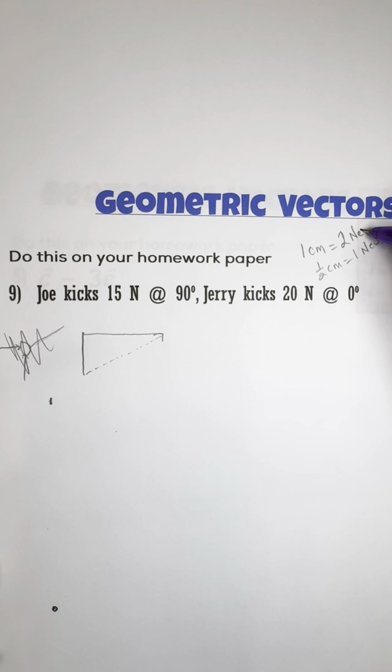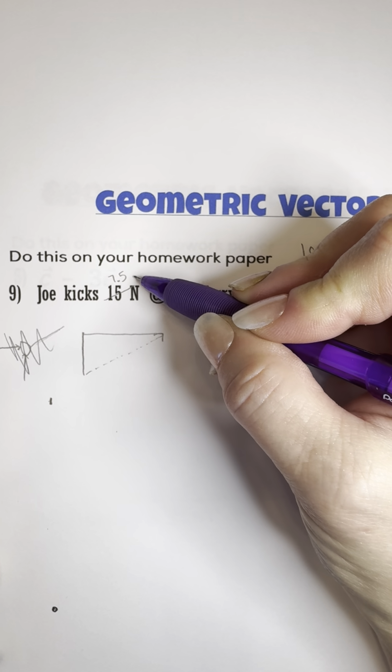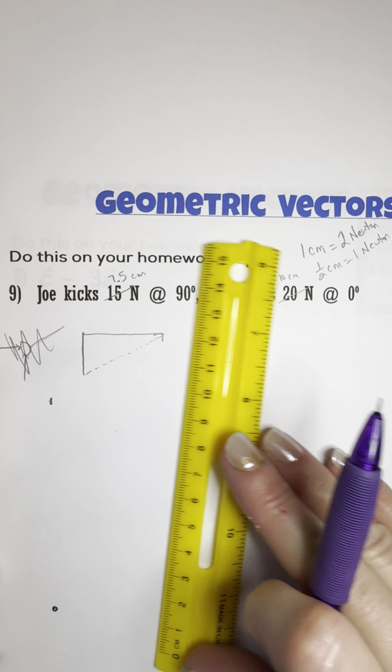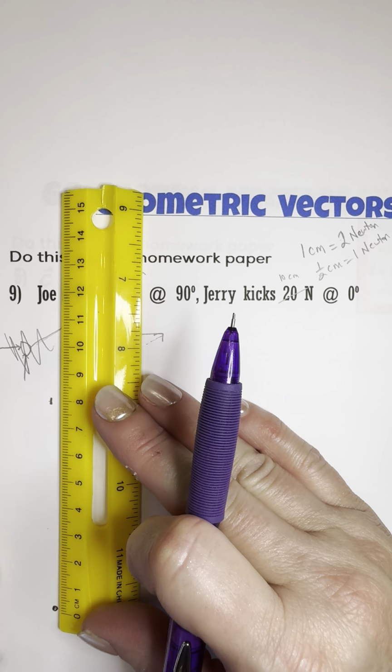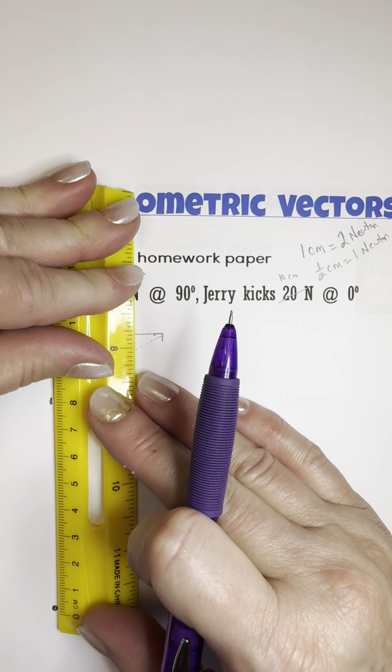But regardless, if I have 15 newtons of force, that's going to end up being 7.5 centimeters. So for this 15 newtons, I'm really going to use 7.5 centimeters when I draw this out. 20 newtons is going to end up being 10 centimeters when I draw that out. So then I'm going to grab my ruler, and this vector that's going at 90 degrees, line it up here, and it needs to be 7.5 centimeters.